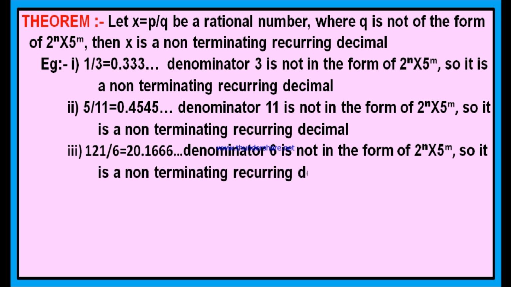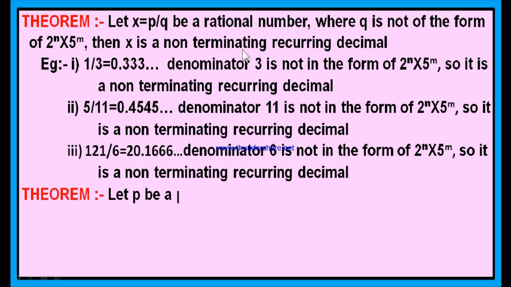If you observe all these three examples, you understood that these denominators are not in the form of 2 power n and 5 power m. If you convert all these three fractions into decimal numbers, then you will get a non-terminating recurring decimal.